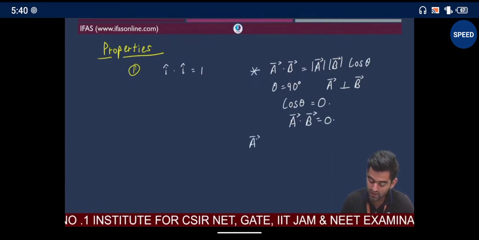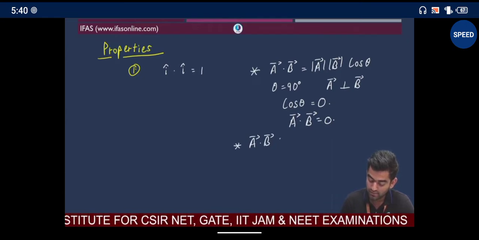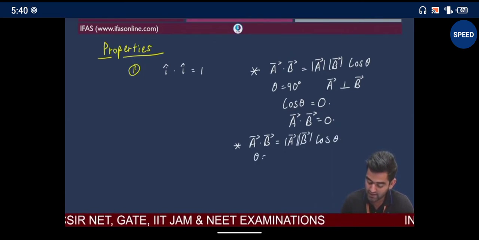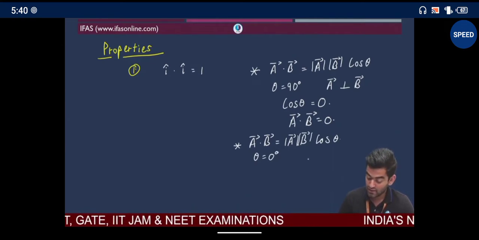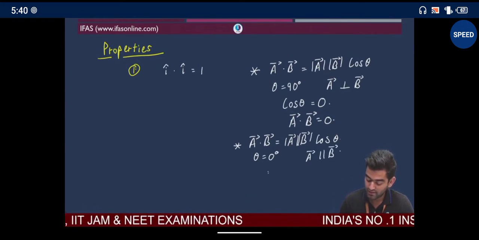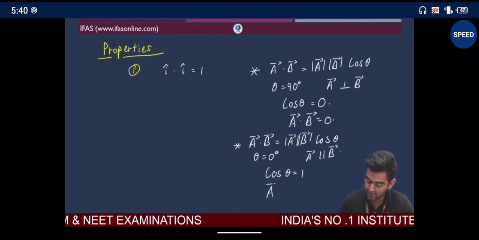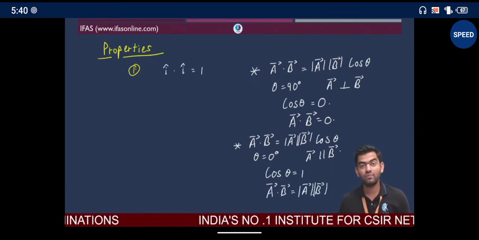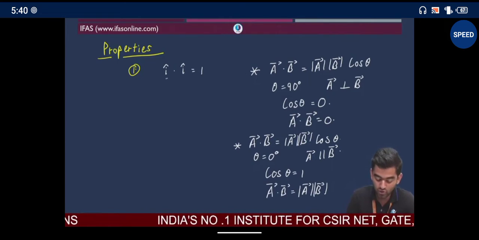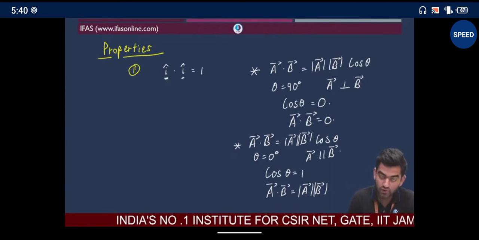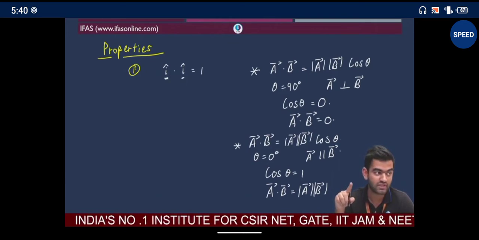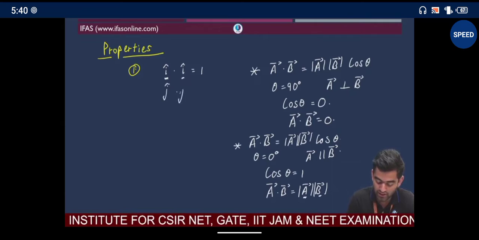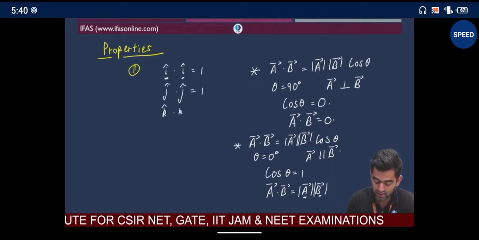The next scenario is when a vector dot b vector is equal to a vector b vector cos of theta, but here theta is 0 degrees, that is, a vector is parallel to b. In that case, cos theta will simply be 1, and a vector dot b vector will simply be the multiplication of the magnitudes. Now i cap and i cap are unit vectors. Unit vectors are those vectors which have unit magnitude, so its magnitude is 1. That's how their dot product is 1. Similarly, j cap dot j cap is 1 as well, and k cap dot k cap is also 1.